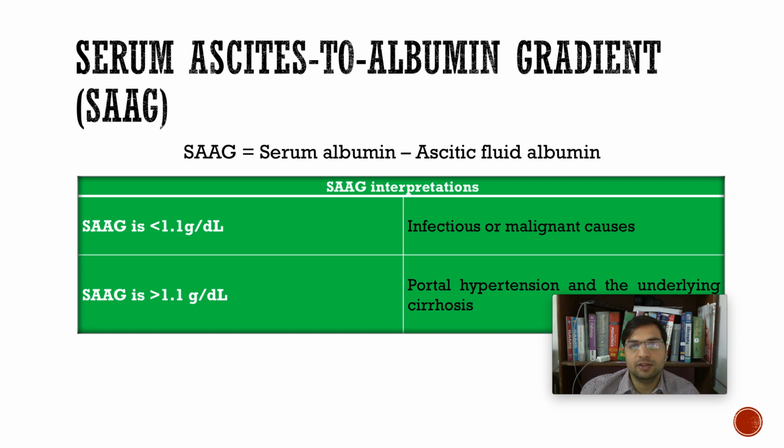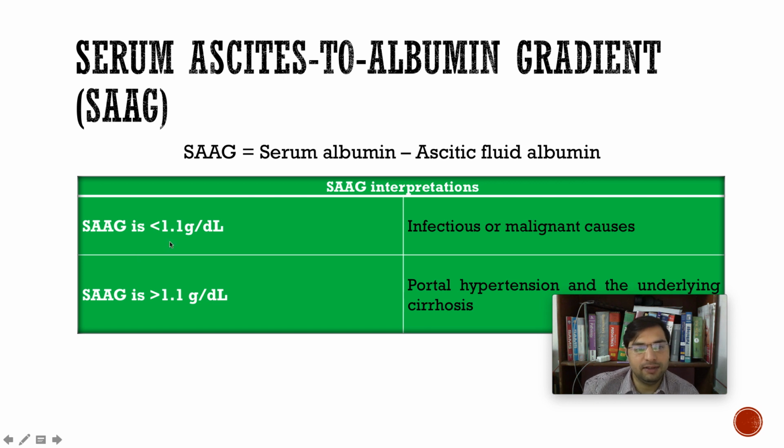This serum ascites albumin gradient is measured by subtracting the ascitic fluid albumin level from the serum albumin level. So we send the ascitic fluid for albumin levels, and we send the blood serum for albumin levels, and we subtract both. Suppose the blood serum level is 4 and the ascitic fluid level is say 3, so 4 minus 3 is 1, right? So we find the SAAG by subtracting the albumin levels.